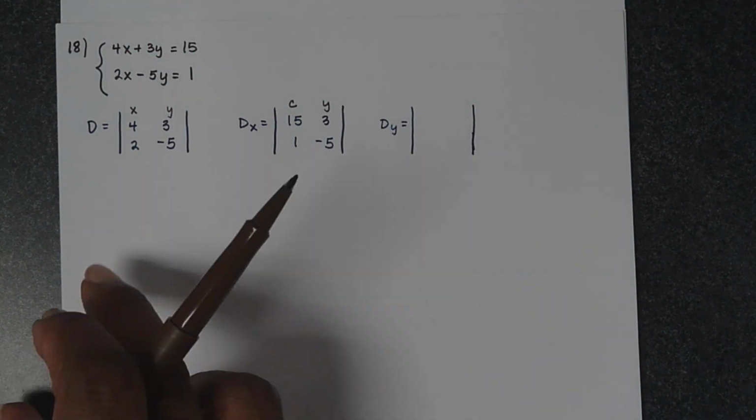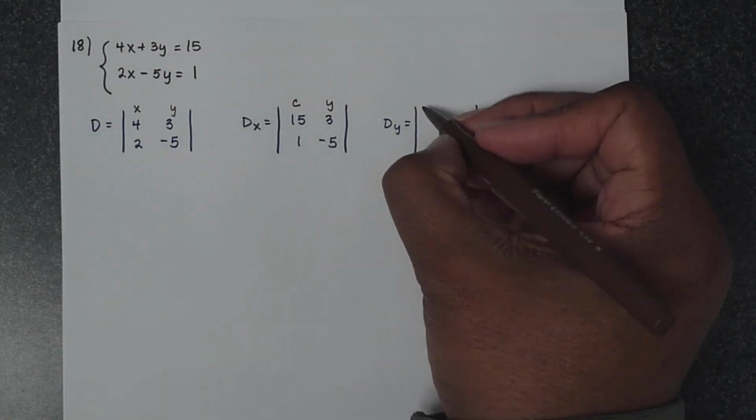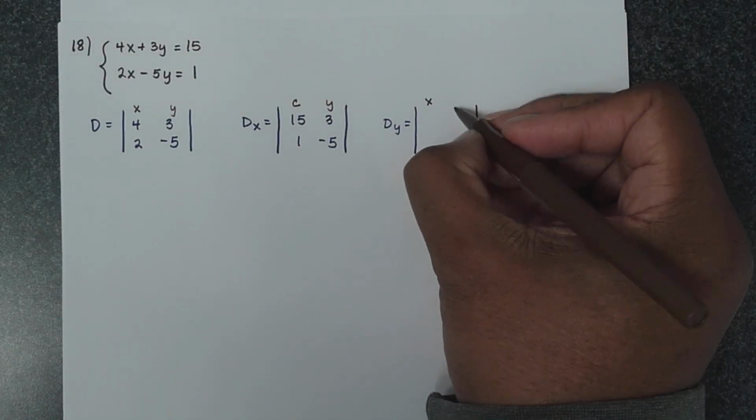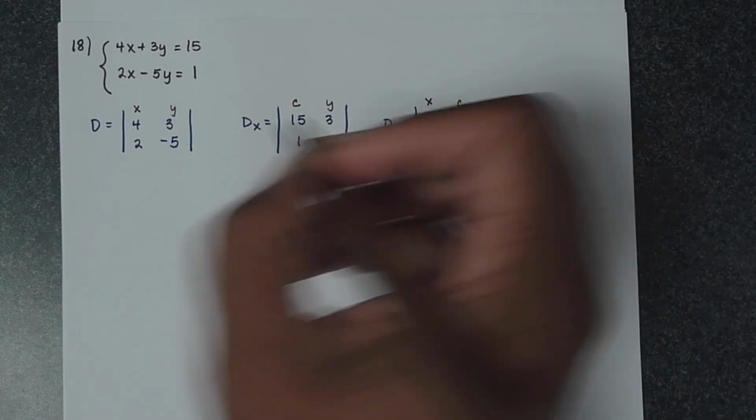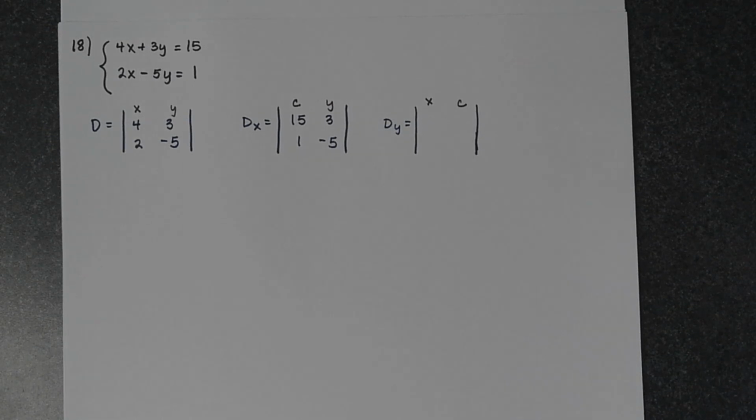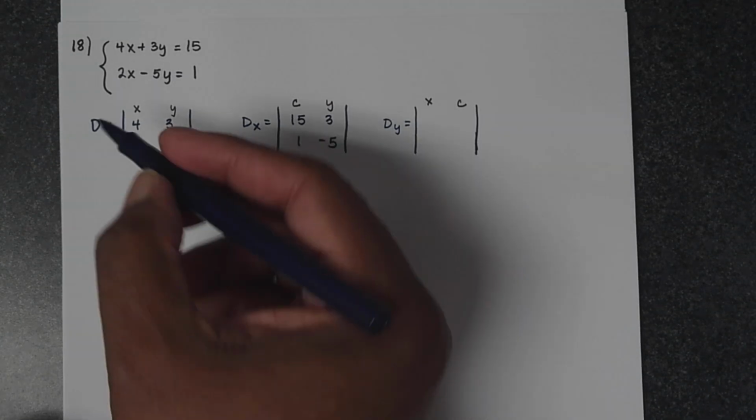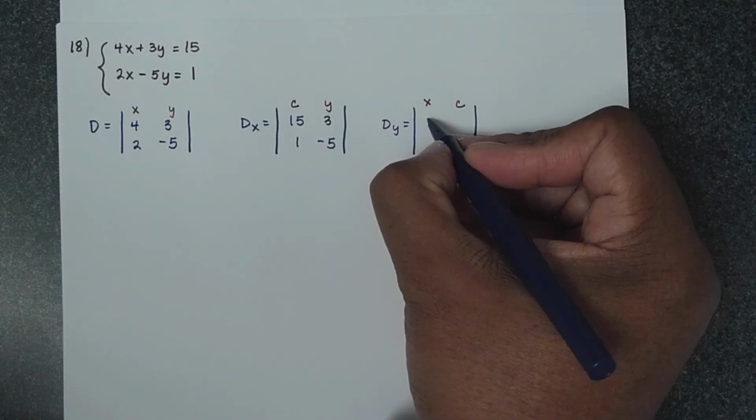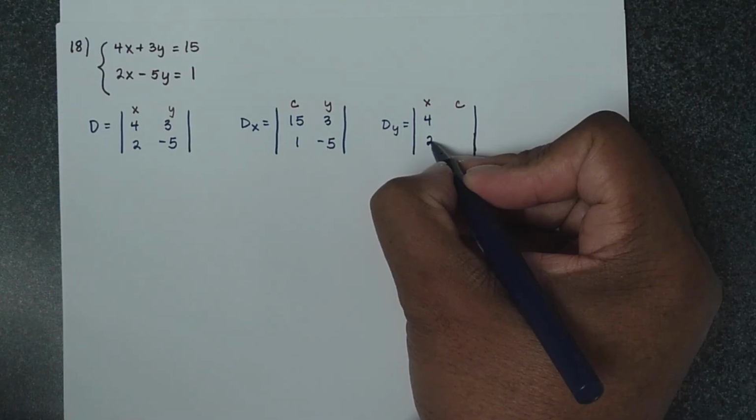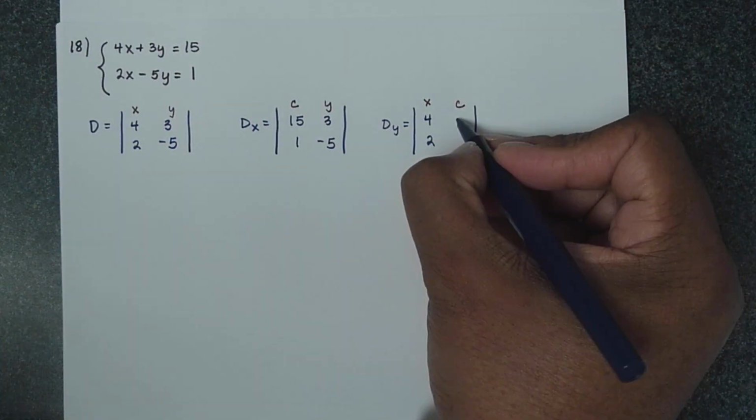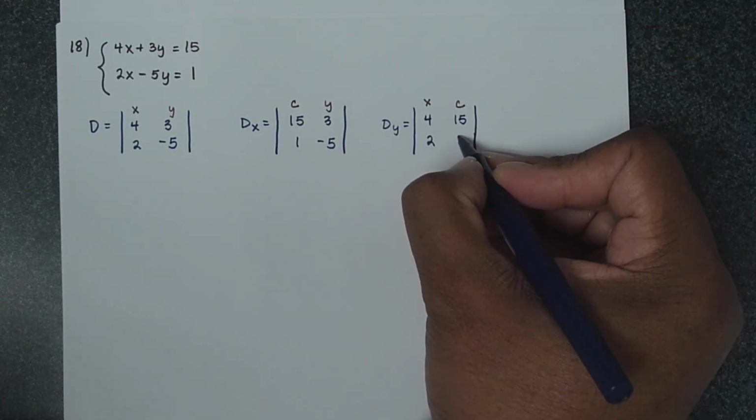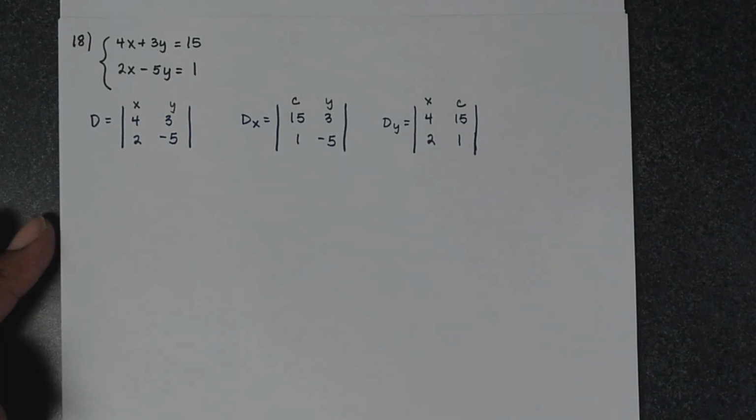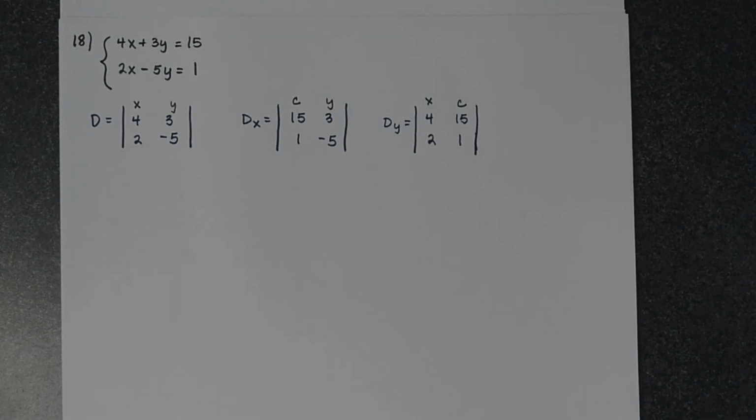And now for the D sub y, the first column will be your x coefficients. Instead of the y coefficients, you'll have your constant terms. So my x coefficients were the 4 and the 2, that goes here. The constants are 15 and 1, they'll go here. Each one of those, I'm going to find the determinants. And then that will help me find out the values of x and y.